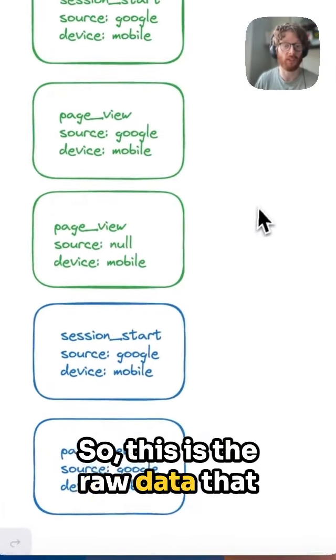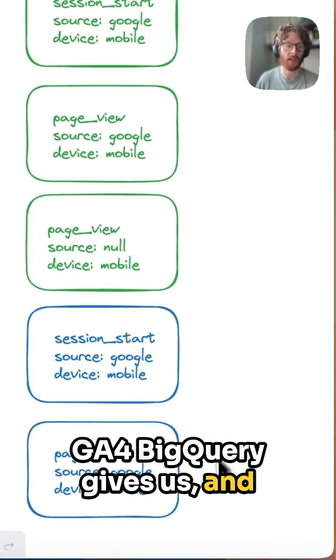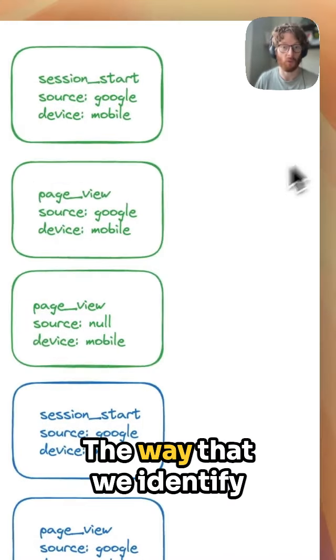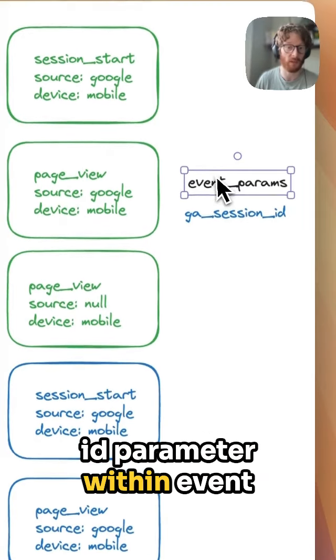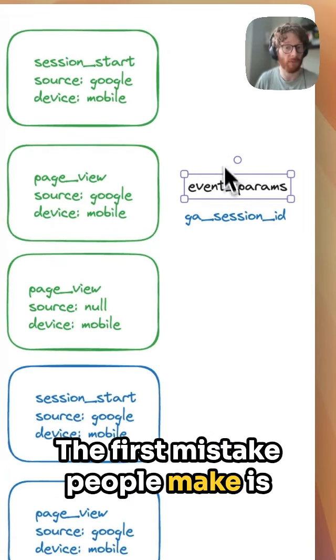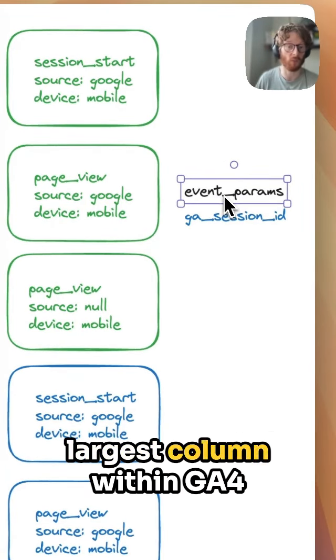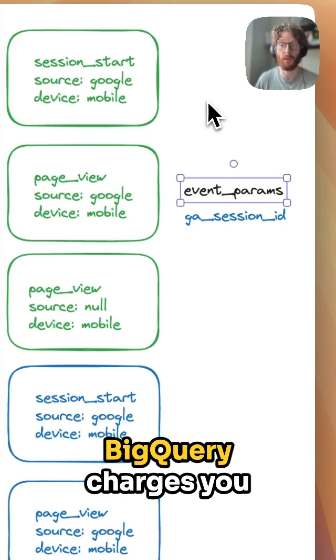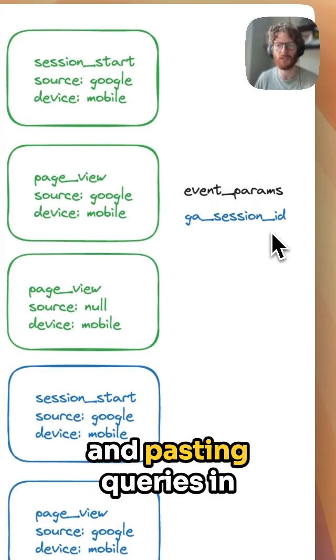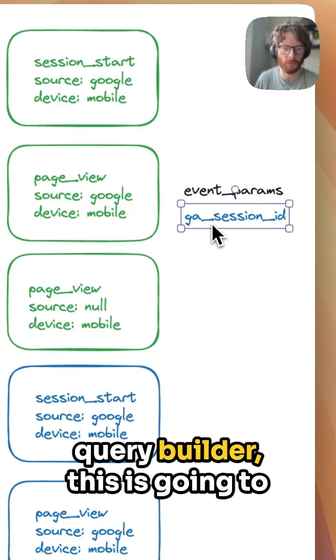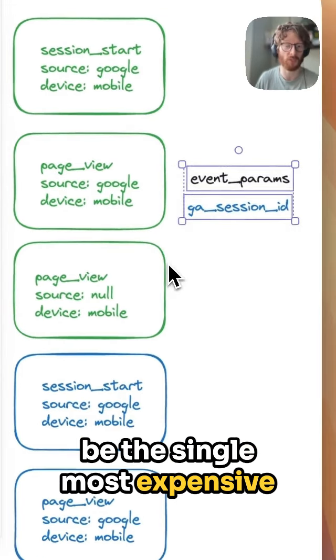So this is the raw data that GA4 BigQuery gives us, and to begin with, it's just like a big raw event stream. The way that we identify the individual events within this is using the session ID parameter within event params. The first mistake people make is that event params is the single largest column within GA4 BigQuery. BigQuery charges you basically on the size of the columns that you access. So if you are just copying and pasting queries in because you've Googled GA4 query builder, this is going to be the single most expensive way to do this.